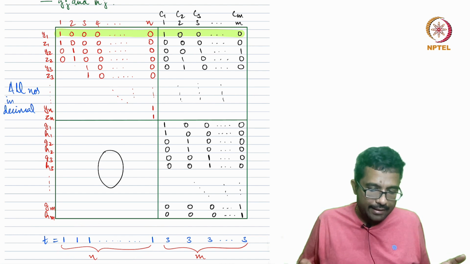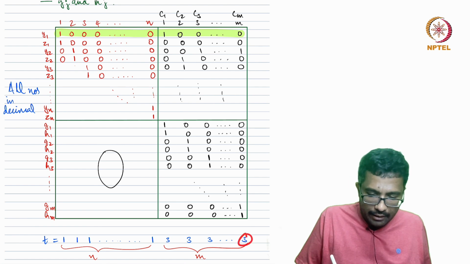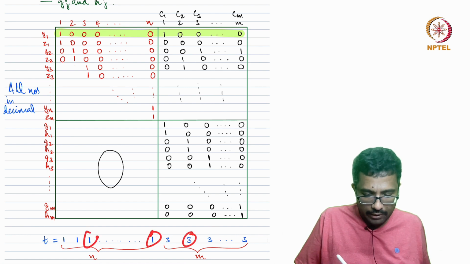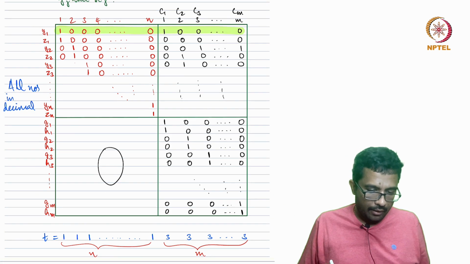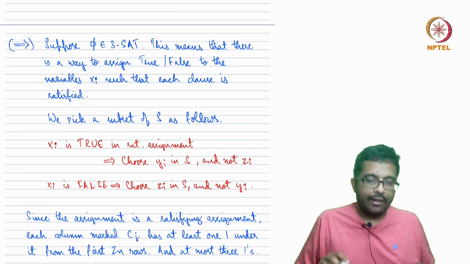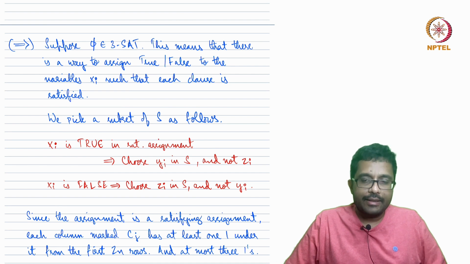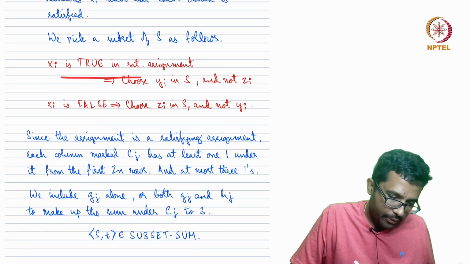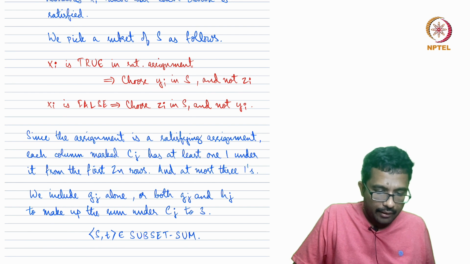And because we are seeing it as decimal, it is not at all messy, there is no carry or anything, because the sum is going to be just 3 here, so there is no question of any carry digit coming. And here also it's completely fine, so there is no interdependence between the digits. That shows that when the formula is satisfiable, the set S has a subset that sums to target. So this is how we choose y or z: if xi is true, we pick yi and not zi. If xi is false, we pick zi and not yi.